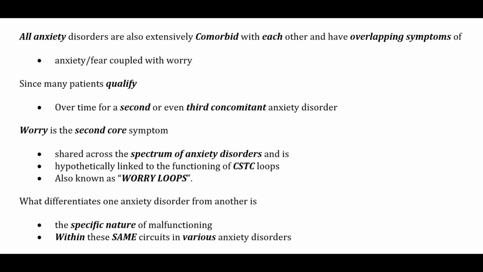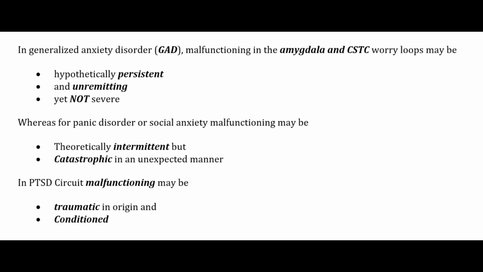As mentioned, worry is the second core symptom and is shared across the spectrum of anxiety disorders and is hypothetically linked to the functioning of CSTC loops, also known as worry loops. What differentiates one anxiety disorder from another is the specific nature of malfunctioning within the same circuits. For example, in GAD, malfunctioning in the amygdala and CSTC worry loops may be persistent and unremitting and yet not severe, whereas in panic disorder or social anxiety, the malfunctioning is intermittent but catastrophic.